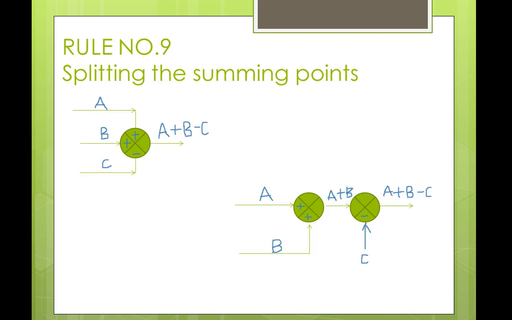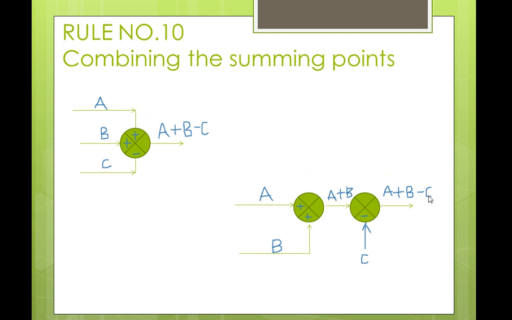Next, rule number 9, splitting the summing point. For example, if you have a summing point like this, A, B and C are the various inputs applied to the summing point. A plus B minus C. So the overall result is A plus B minus C. After splitting the summing point also, you need to get the same output only. Here they are splitting the summing point like this: A plus B, after that minus C, so A plus B minus C.